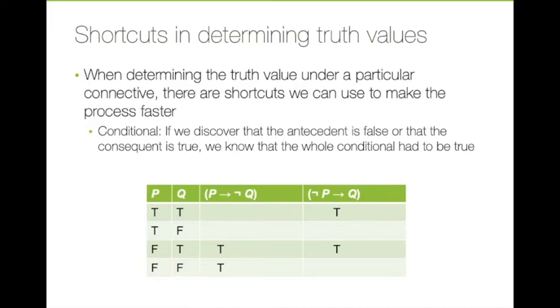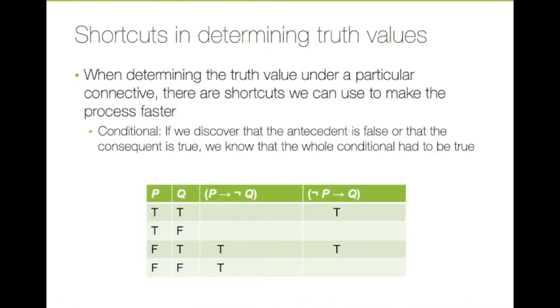For this one, I've given you two different conditionals to indicate these two aspects of the shortcut. Looking at that first conditional, P then not Q, we know that the conditional has to be true in the third and fourth rows, just by looking at the antecedent and without calculating the value of not Q. And that's because the conditional is always true when the antecedent is false. The antecedent is P, and P is false in those last two rows, so the whole conditional is true, regardless of what the truth value of the consequent, not Q, is.